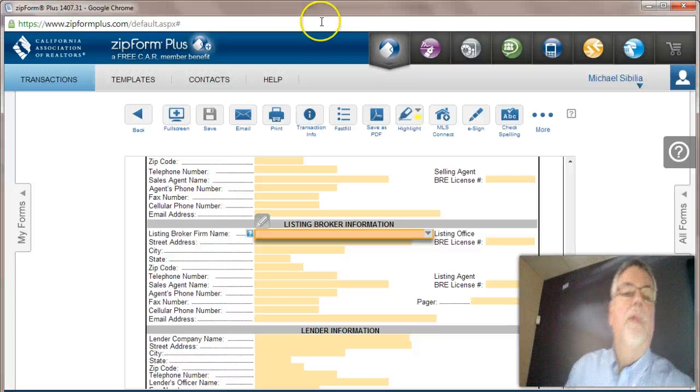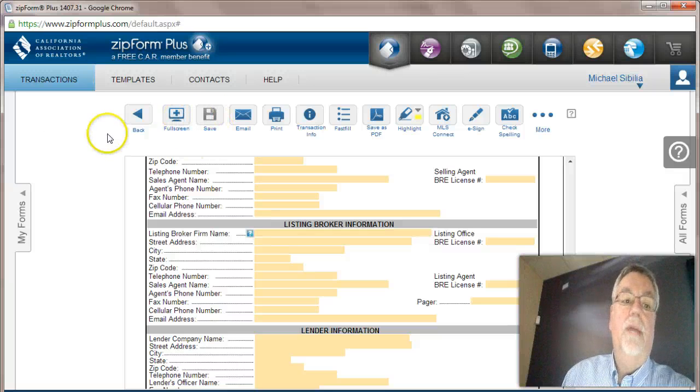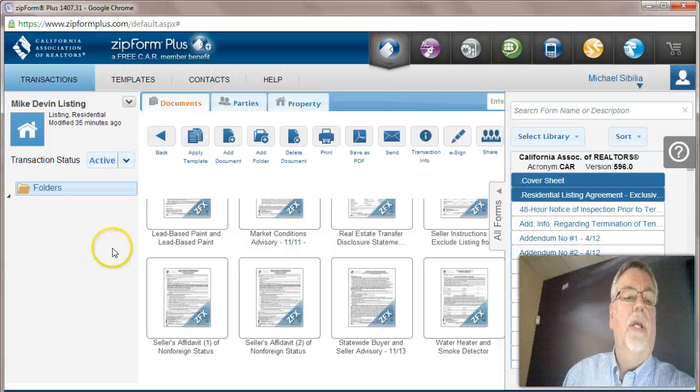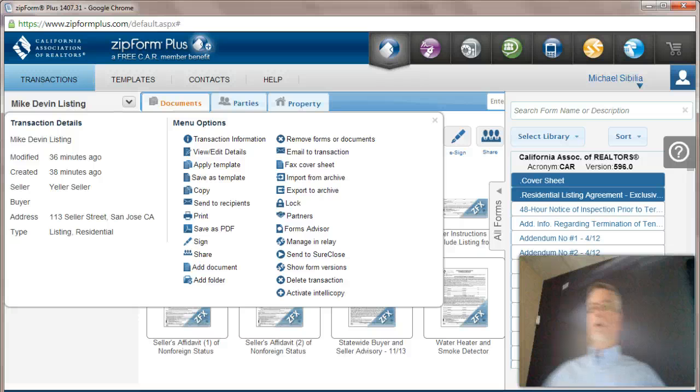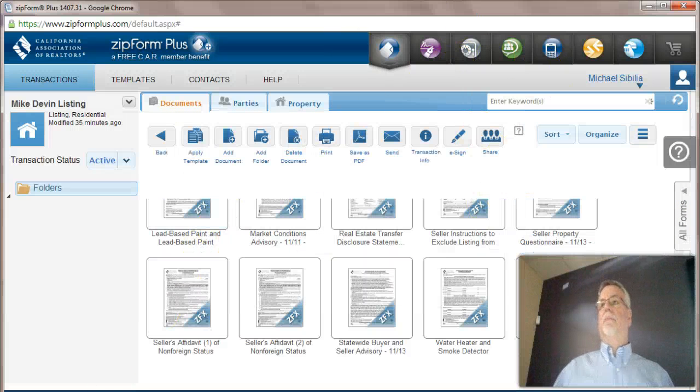And then once you've done that, you're going to save this whole thing as a template. When you click on that little drop-down arrow, there's a choice that says Save as a Template. So you've created all the forms that you want and filled out all of your information. The next time you have a listing, you simply apply that template and all of your contact information will automatically be put in. There are a lot of good reasons for doing this.